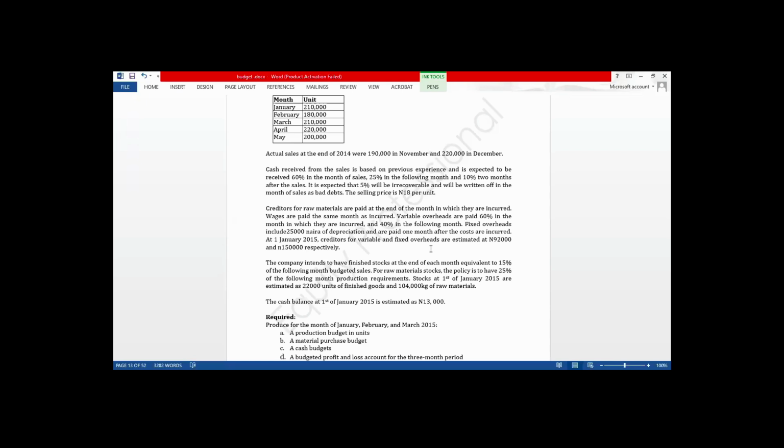The cash balance as at 1st January 2015 is estimated to be 13,000. Requirements: prepare for the months of January, February, March 2015: production budget in units, material purchase budget, cash budget, and budgeted profit and loss account for the 3-month period.